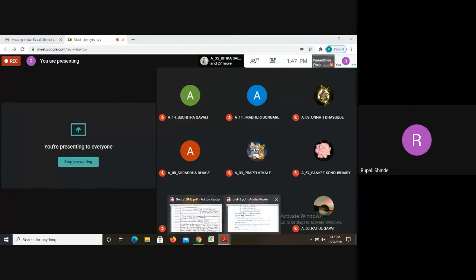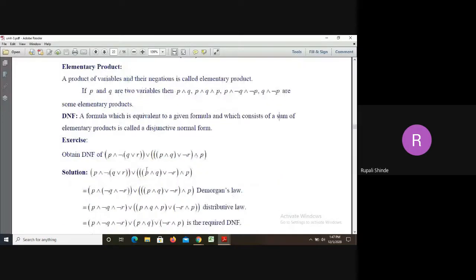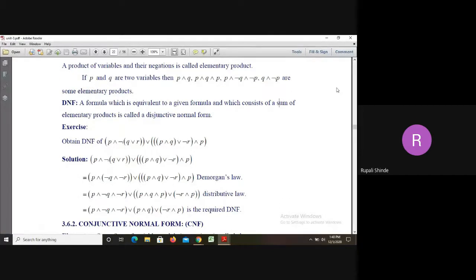Okay. So see here, what is given here? P and negation of (Q or R), or P and Q, or negation R and P. Here we have to convert this into DNF form. So how can we solve it? First of all, we have to apply this negation over this bracket: P and negation Q and negation R, or P and Q, which we have kept as it is, or negation R and P. So we have just applied the negation over this bracket.